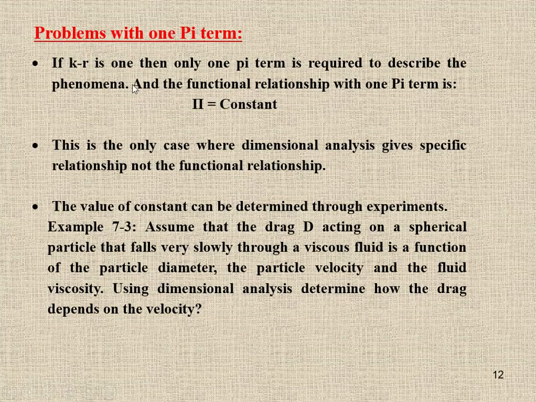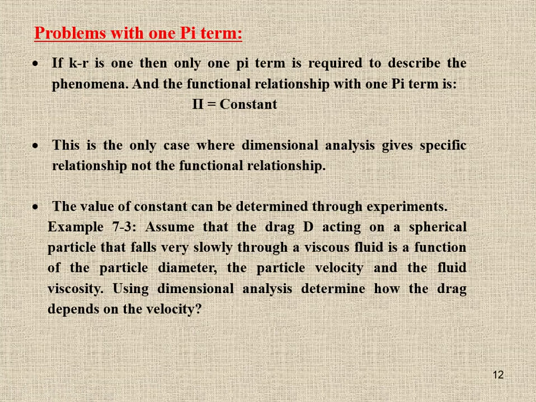A problem with one pi term. Suppose you have a problem and finally you end up in a case where you can make only one pi term. If you make only one pi term, how would you explain this situation? Here you see, if k minus r is 1, then there is only one pi term, because k is the total number of variables and r is the total number of reference dimensions.